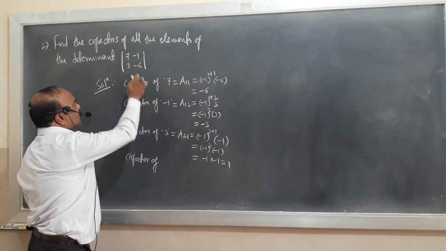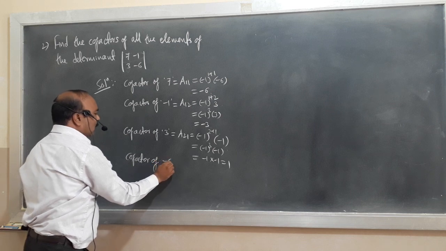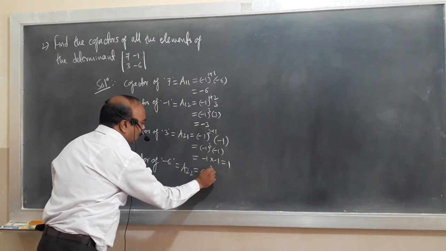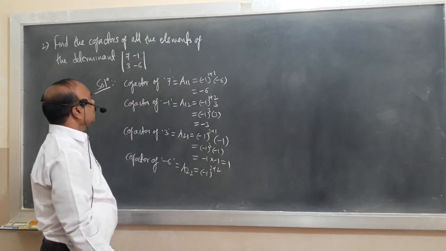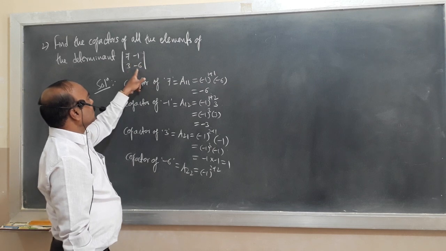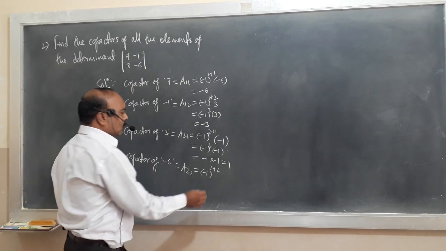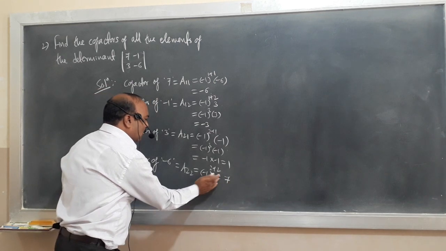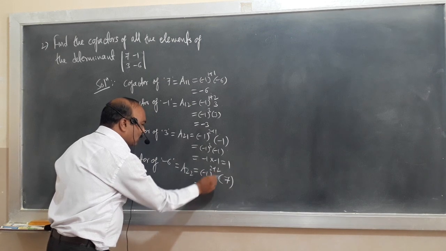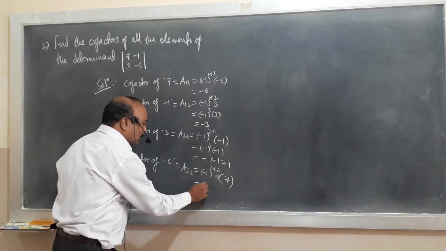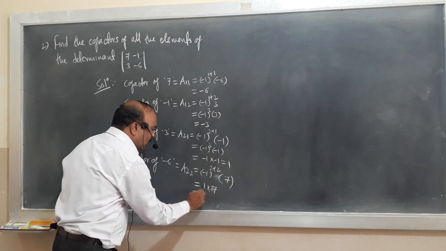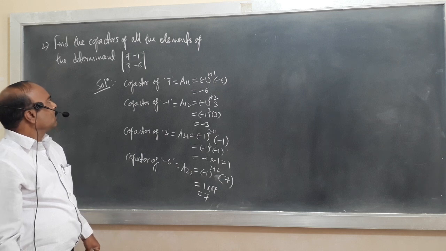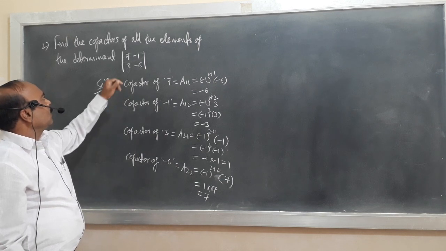Next, the fourth element, cofactor of the next element, minus 6. It is a22. It is given by minus 1 power 2 plus 2 into minor. Minor of minus 6 is, deleting this column and this row, we get 7. So we simplify this. Minus 1 power 4 is 1. 1 into 7 is equal to 7. So these are the cofactors of the given determinant of the given matrix.